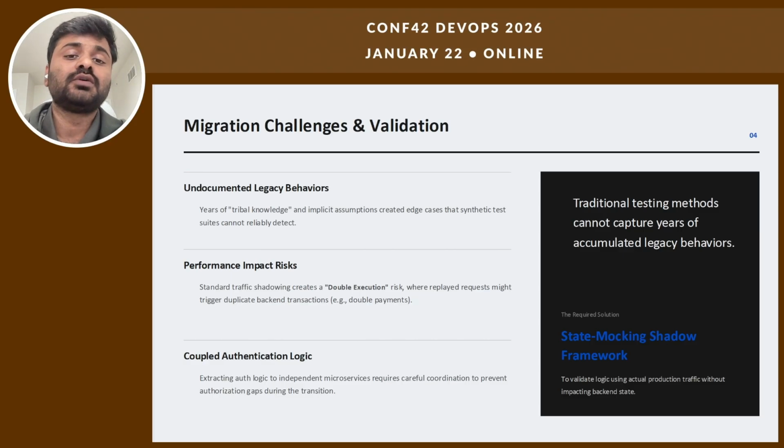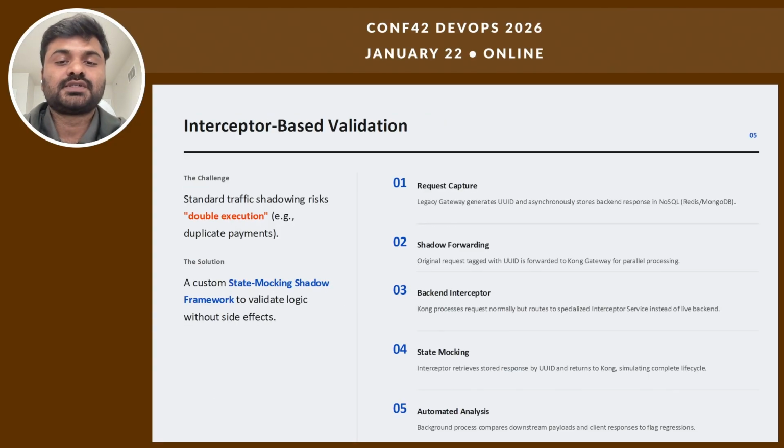So let's dive into how the validation, the shadow framework, works. This is the core technical innovation that actually enabled zero downtime: a state-marking shadow framework. We had to solve the double execution problem as well. Our solution was based on a replay mechanism that works in five steps.